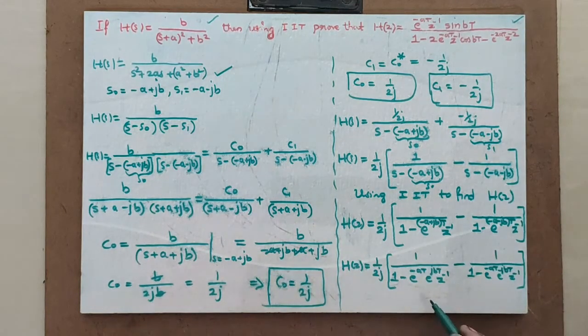Okay, I will go to the next board from here onwards. Please keep in mind that I have found c1 and c0 by partial fraction expansion. c0 is 1 by 2j and c1 is minus 1 by 2j. Okay, let us go to the next board to simplify H(z).